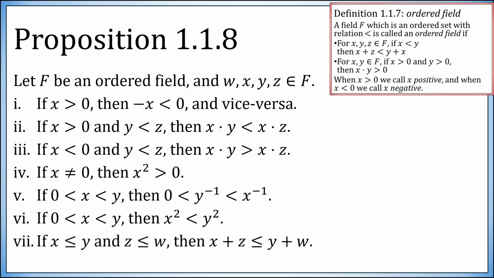Finally, 7, if x is less than or equal to y and z is less than or equal to w, then you can add them. So you can add two inequalities together as long as you're adding them in the correct direction, by which I mean x was less than or equal to y, z was less than or equal to w, so left plus left is still less than or equal to right plus right.